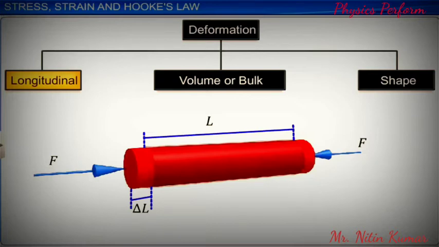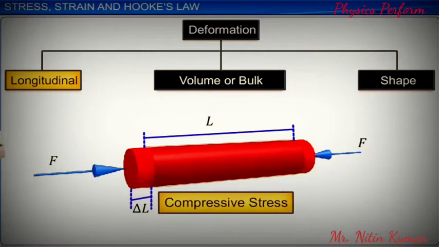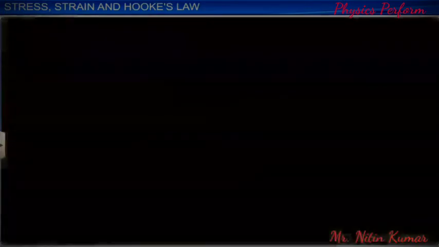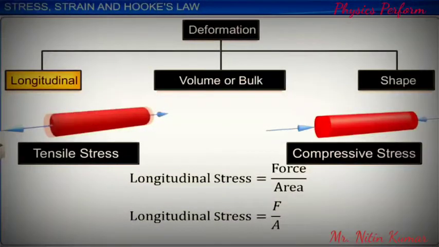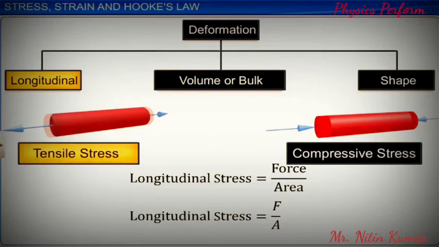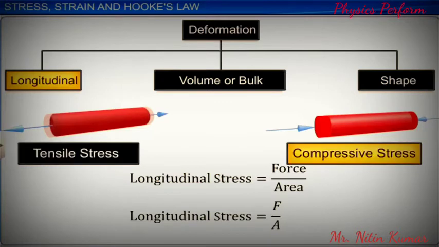Longitudinal stress is measured as the ratio of the applied force F to the area of the face A. If the length of the rod L changes by delta L, the fractional deformation, called the longitudinal strain, is equal to the ratio of delta L to L.